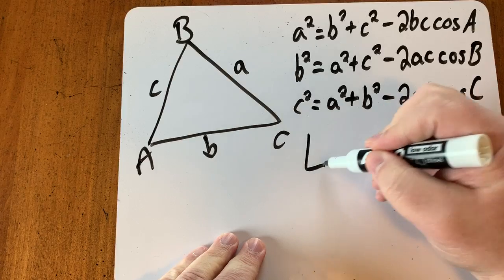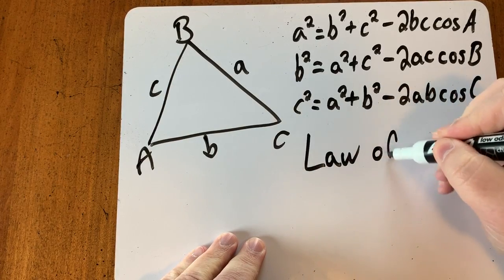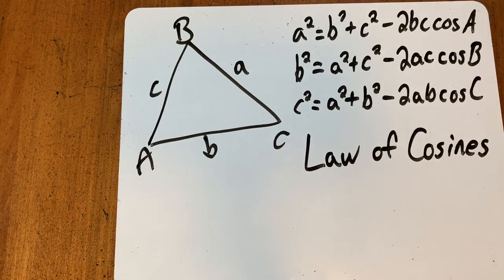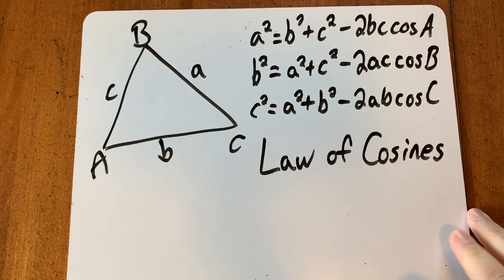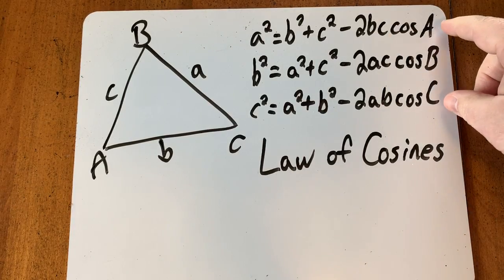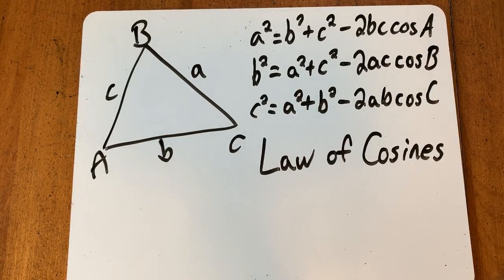So this is our law of cosines. All right. We'll do a couple examples in some other videos after. But this is where it comes from, and this is what it is. These three equations are our law of cosines. All right, have fun.